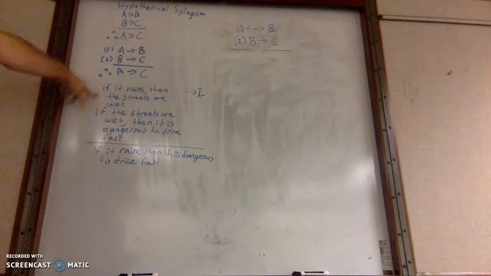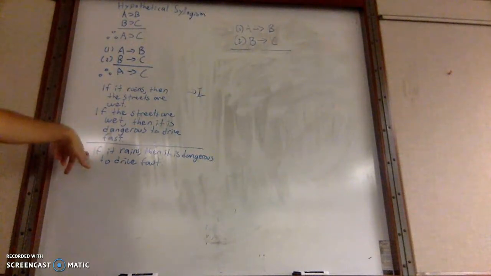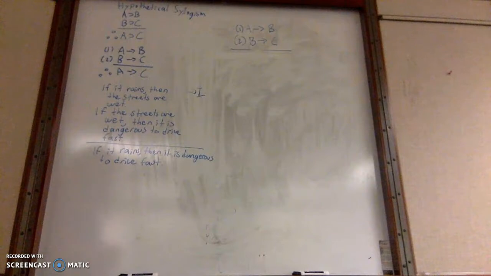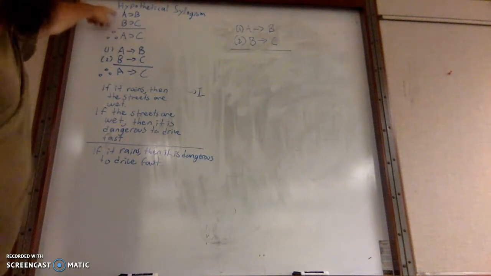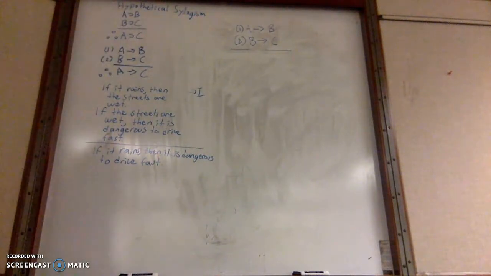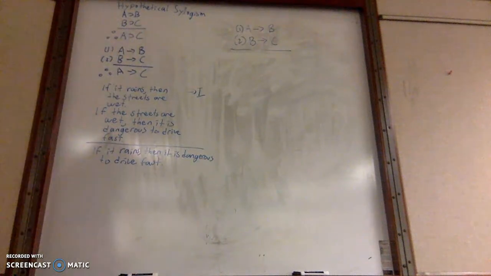So here I have an example. If it rains, then the streets are wet. If the streets are wet, then it is dangerous to drive fast. And if it rains, then it is dangerous to drive fast, right? That would be the conclusion. So you're kind of cutting out the middle B to go straight from A to C. So the conclusion is if A then C.